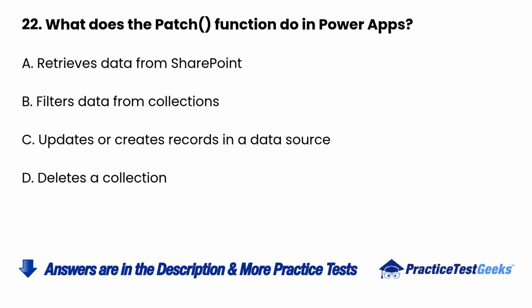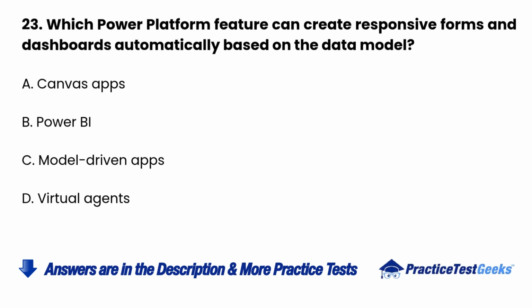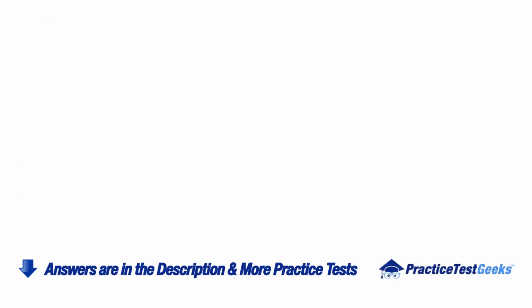22. What does the patch function do in Power Apps? A. Retrieves data from SharePoint. B. Filters data from collections. C. Updates or creates records in a data source. D. Deletes a collection. 23. Which Power Platform feature can create responsive forms and dashboards automatically based on the data model? A. Canvas Apps. B. Power BI. C. Model-driven apps. D. Virtual agents.